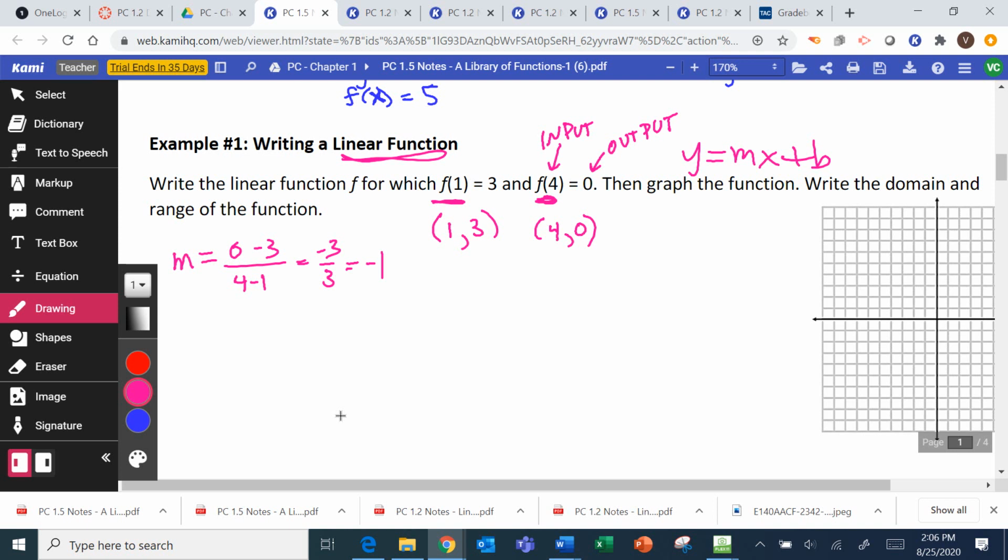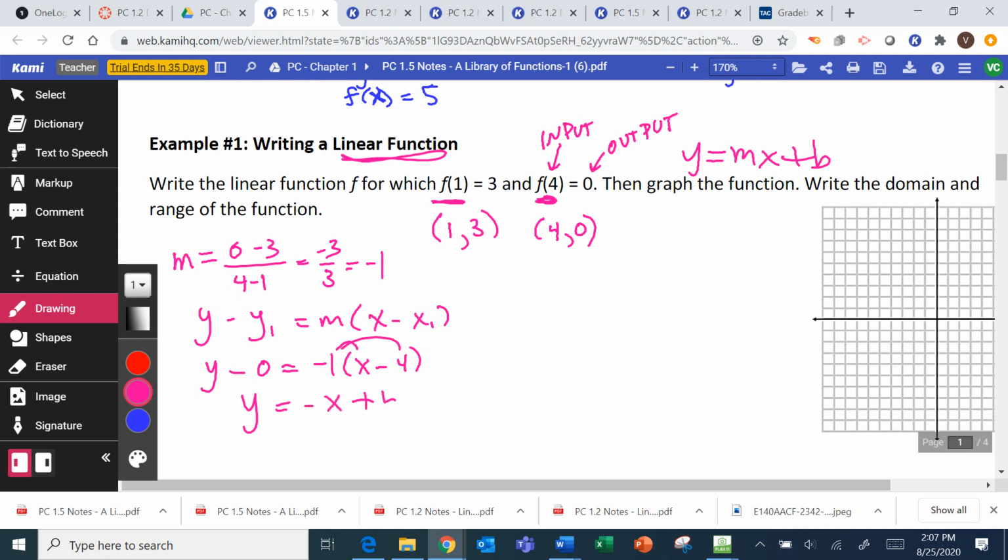Do you care which ordered pair I use? Does anybody care which ordered pair I use? I care. Which one? First one? I prefer the second one, but it really doesn't matter. I prefer the second one because there's a 0. That means I have less work. But that's what I'm going to use. Y minus y1 equals m times x minus x1. Point slope form. Y minus 0 equals negative 1 times x minus 4. So y equals, distribute, negative x plus 4.